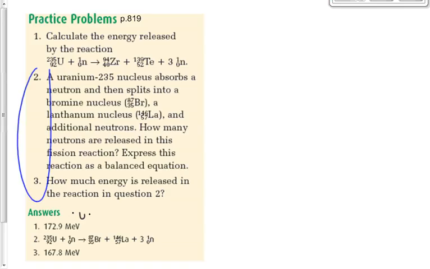All right, so we got number 2, which says a uranium-235 nucleus absorbs a neutron and then splits into bromine and lanthanum. Uranium-235 has an atomic number of 92. I remembered that because it's a pretty common one that we use, but I'm not trying to memorize that, right? It just happens because I've used it 1,000 times. If we don't remember that it's atomic number 92, where do we get that information from? Periodic table, right?